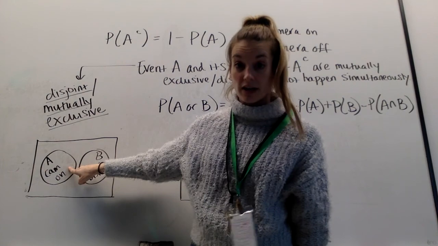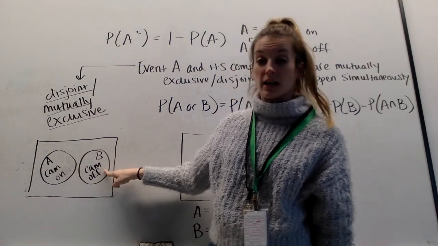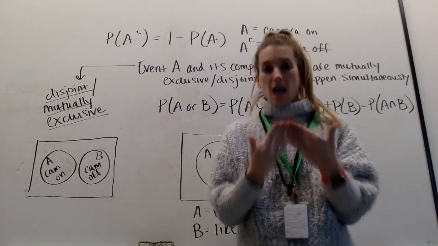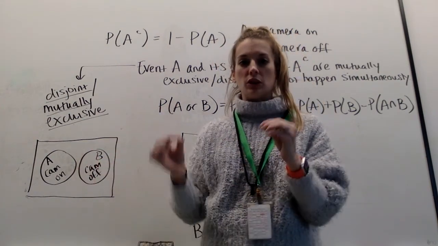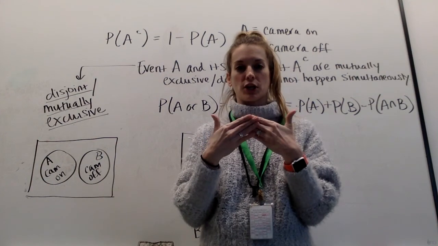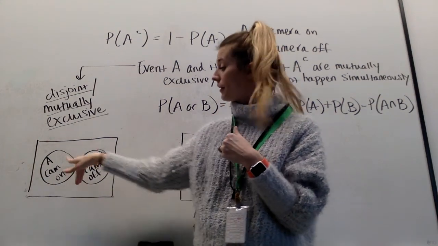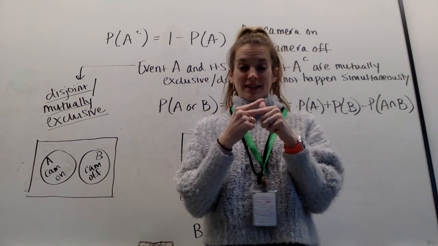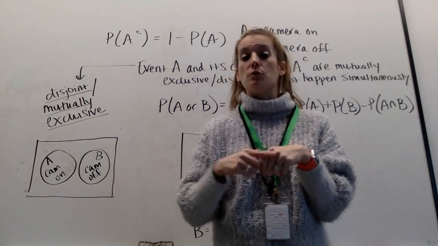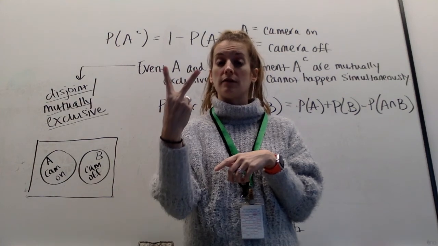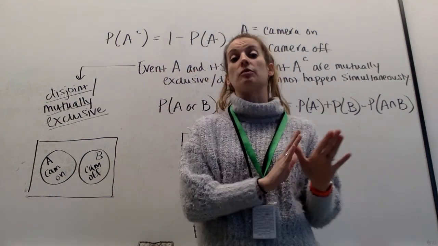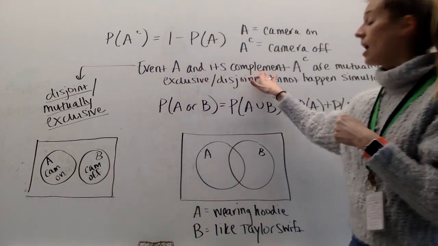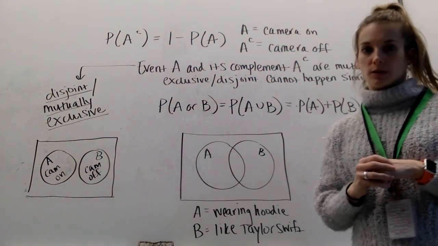You are either here with your camera on or here with your camera off. And notice that those circles don't overlap because those two events are mutually exclusive. They cannot occur simultaneously. It's one or the other. They're complements of each other. Now, I will say the reverse is not necessarily true. So you can have two mutually exclusive events, but they don't necessarily have to be complements of each other. But given an event and its complement, they must be mutually exclusive.